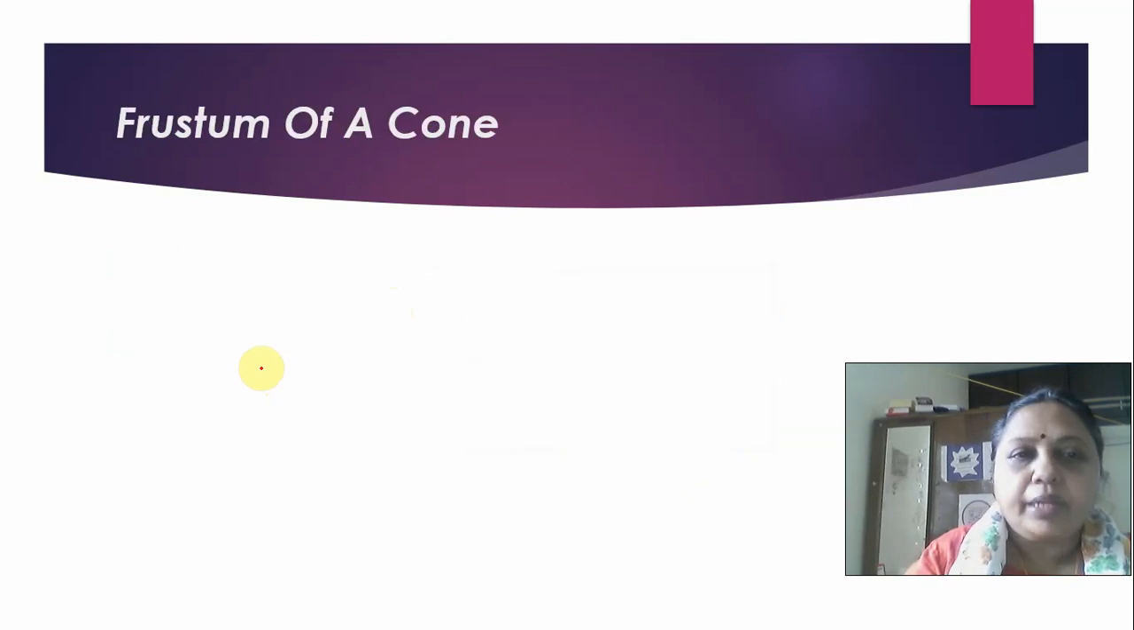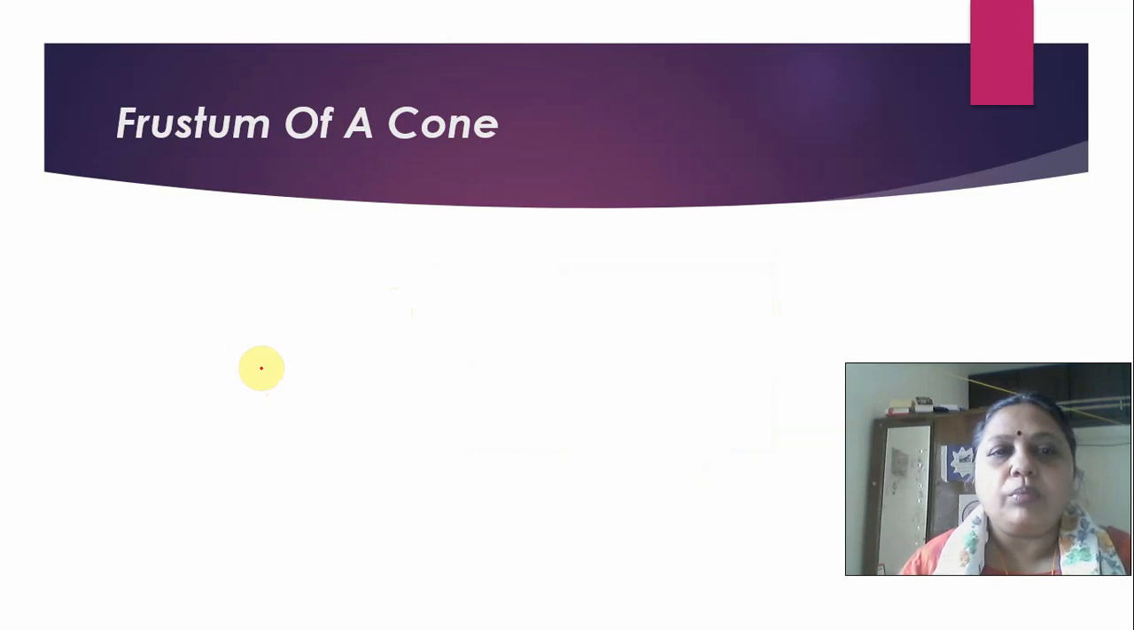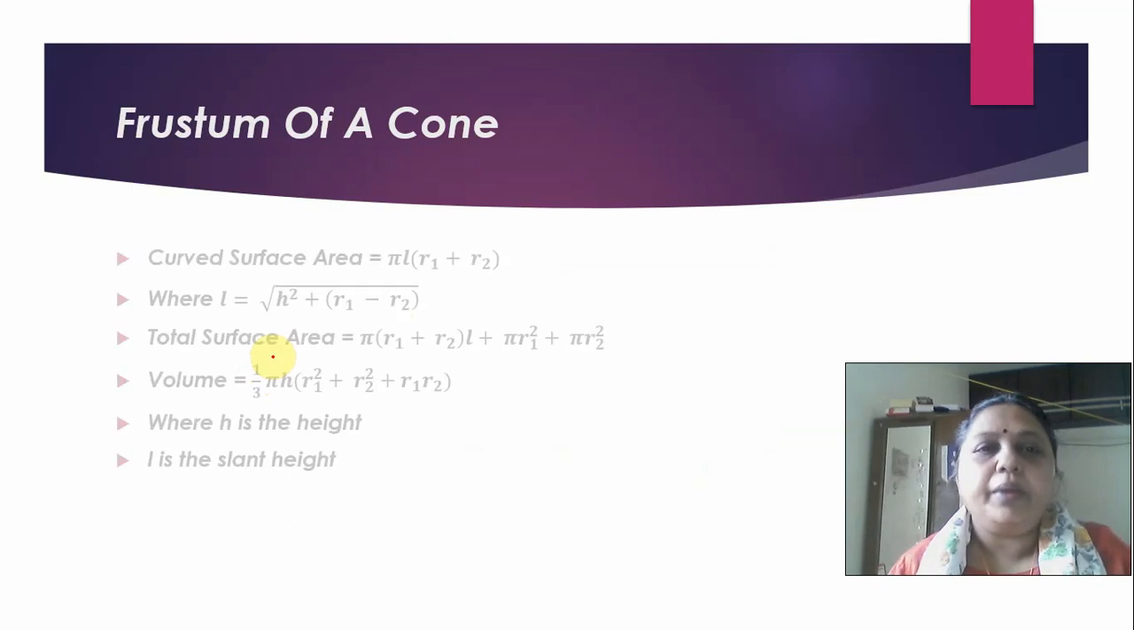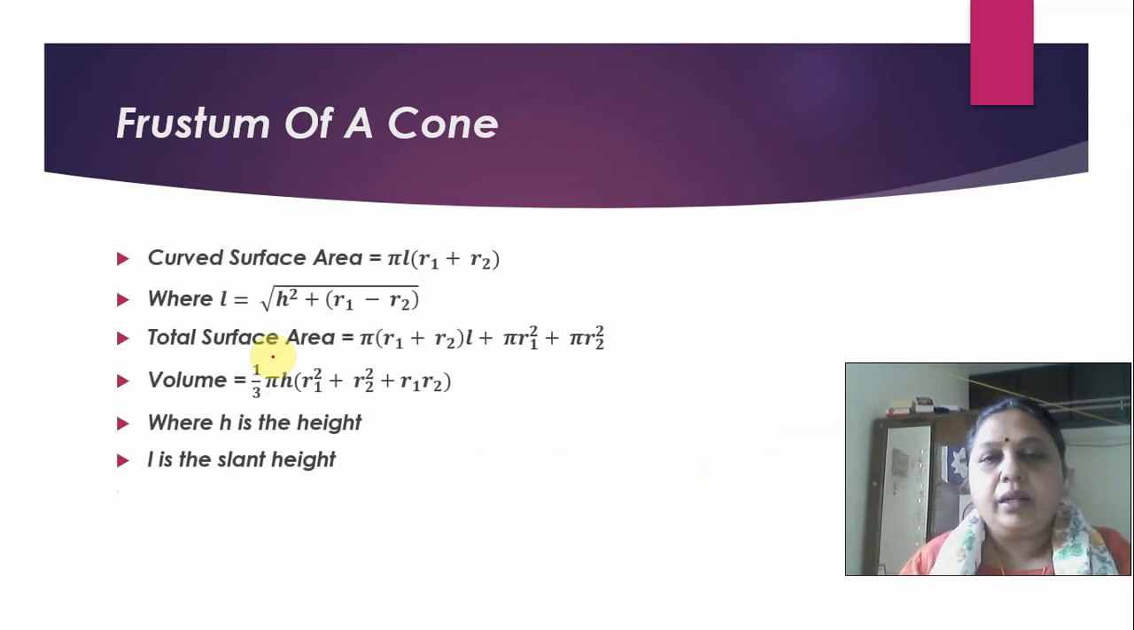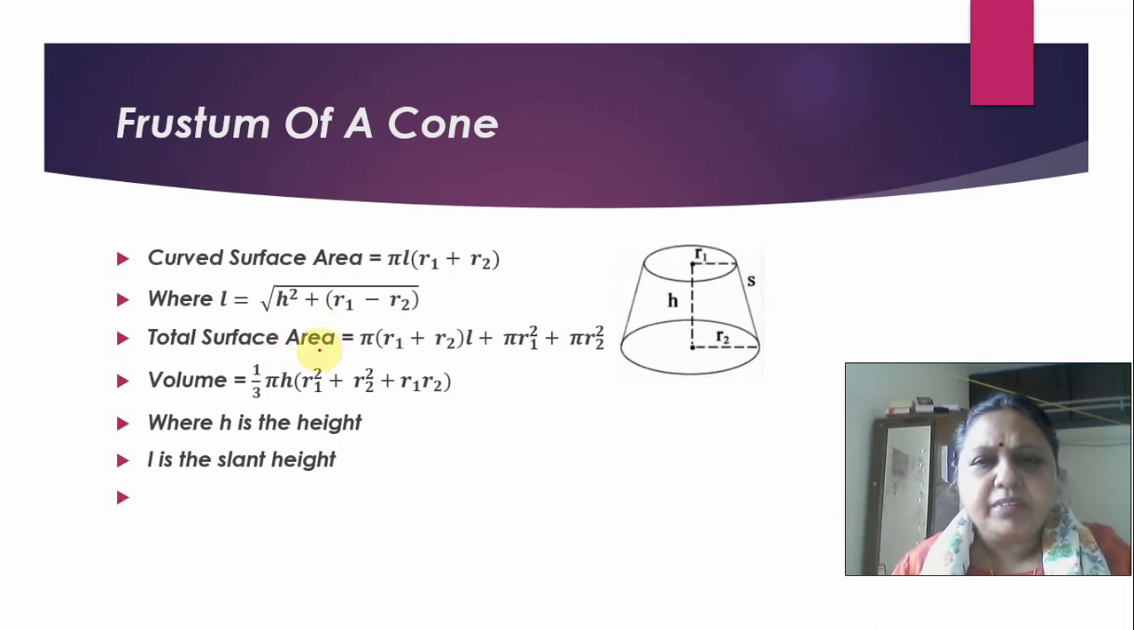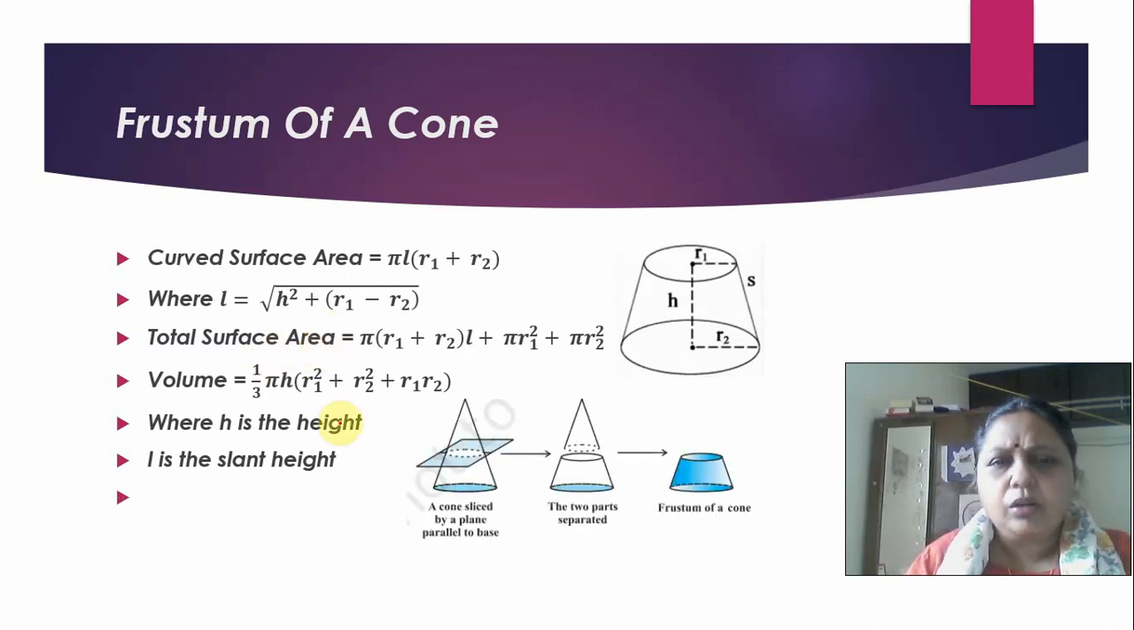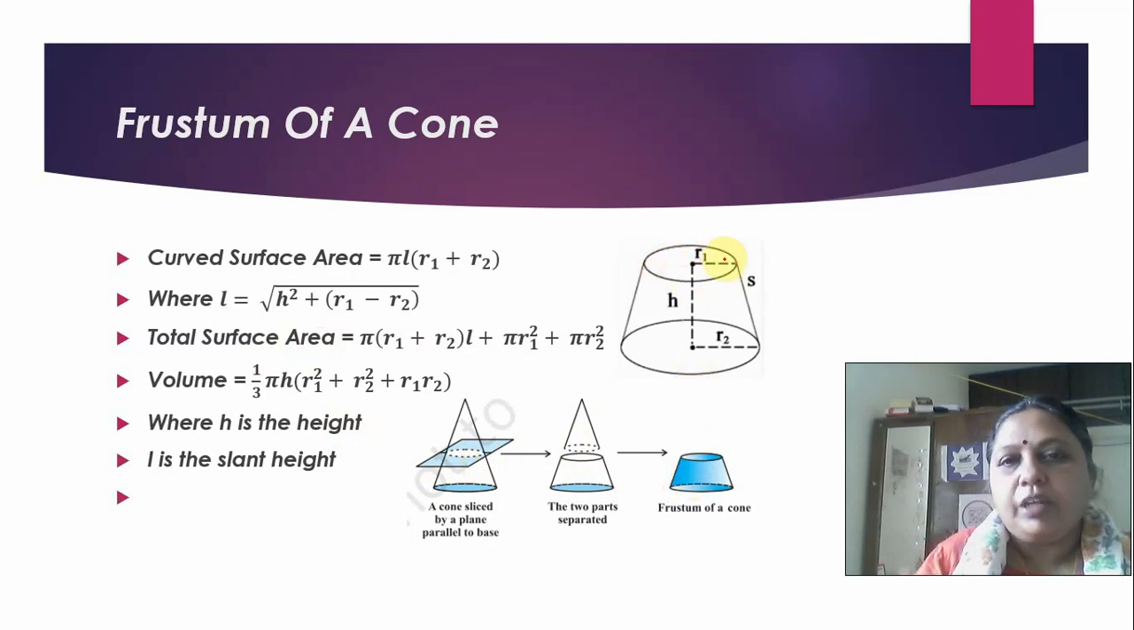Now let us go to the next figure, which is the frustum of a cone. Now what do you mean by frustum of a cone? Here in this figure, we will see a cone. A cone, when it is sliced by a plane that is parallel to the base, you get two parts. In that, one part is called the frustum of a cone. So here, this is how a frustum will look. It looks like an inverted bucket.